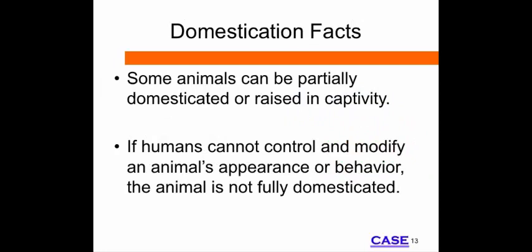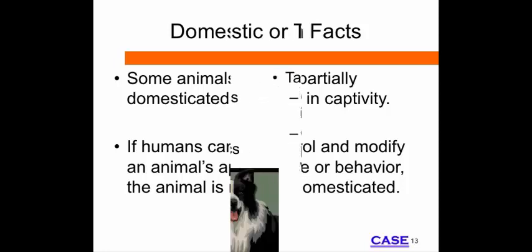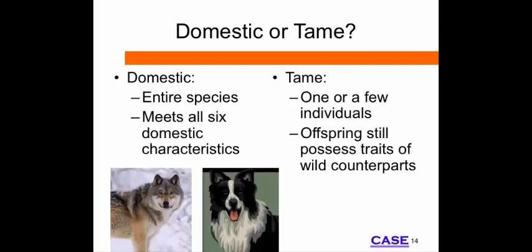Here is a quick review of domestication. Some animals can be partially domesticated or raised in captivity. If humans cannot control and modify an animal's appearance or behavior, the animal is not fully domesticated. Many wild animals can fit into one or more of the 6 characteristics of domestication. However, the combination of all 6 characteristics is essential for full domestication.